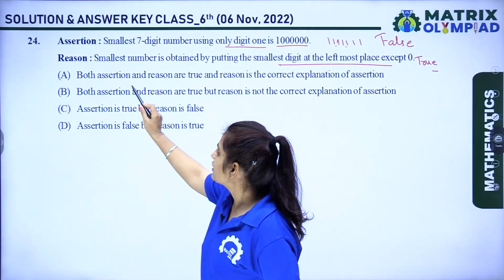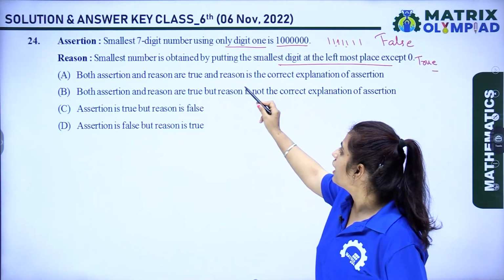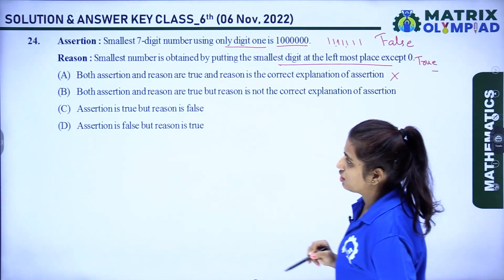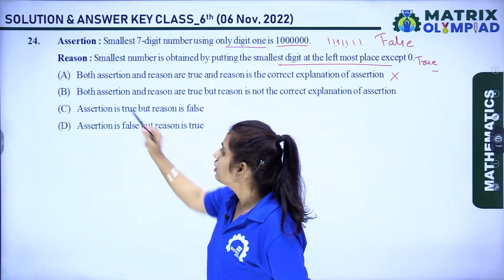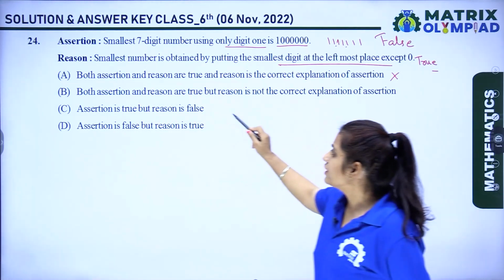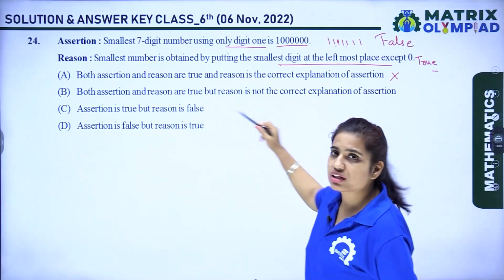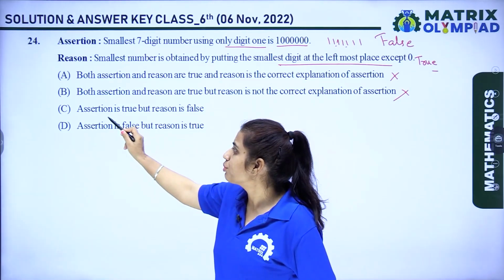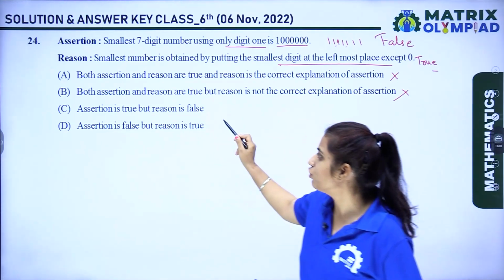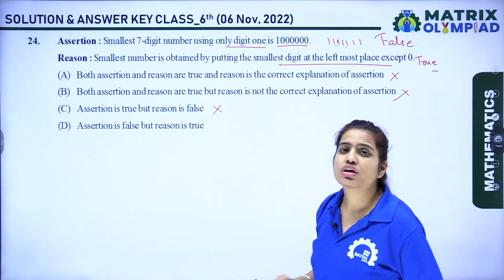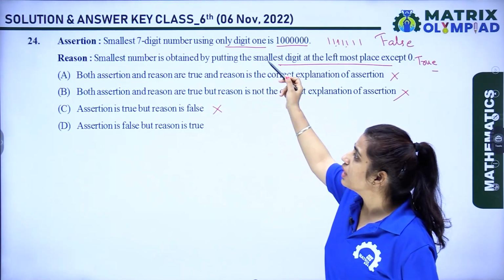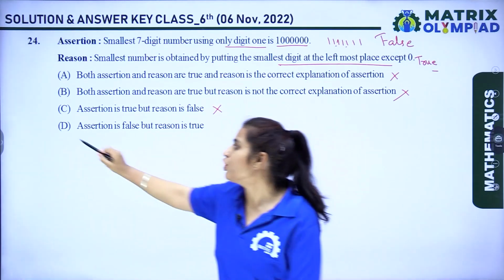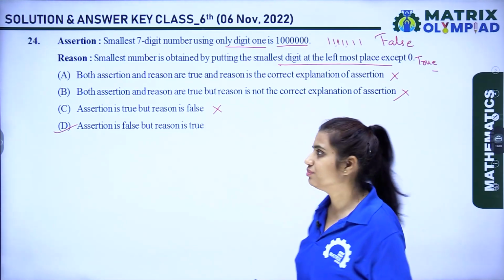Option A is both assertion and reason are true, and reason is the correct explanation of assertion. So this is a wrong statement according to the question. Option B is both assertion and reason are true. No, both are not true, so option B is also incorrect. Option C is assertion is true but reason is false. Option C is also incorrect, as the assertion is false and the reason is true. So the last option, assertion is false but the reason is true, is the correct answer. So according to the question, option D is the correct answer.